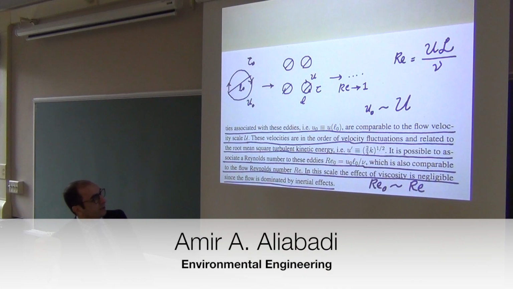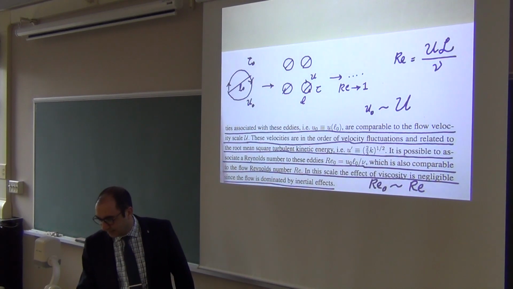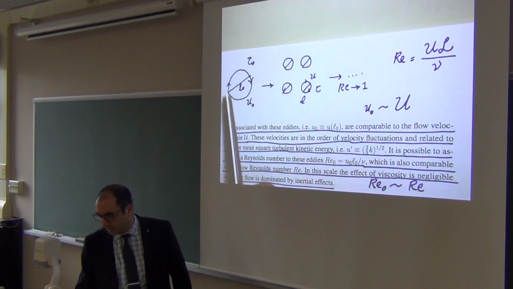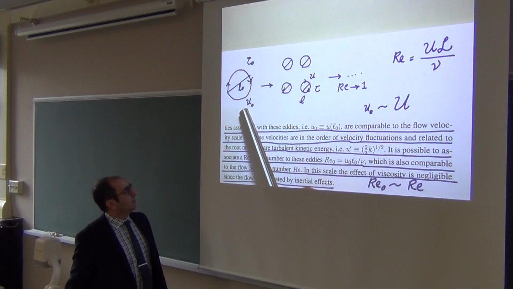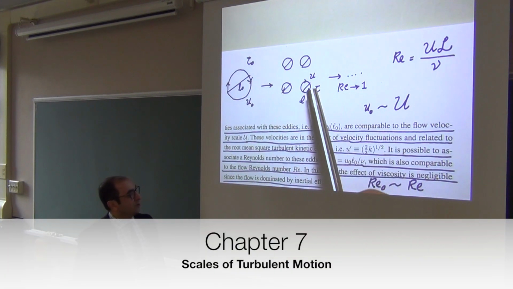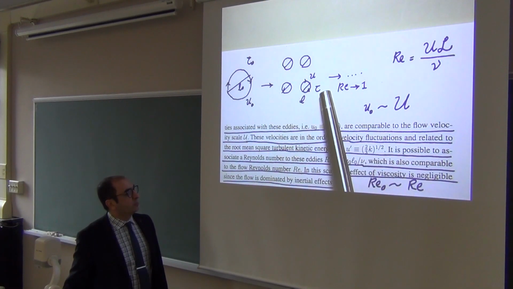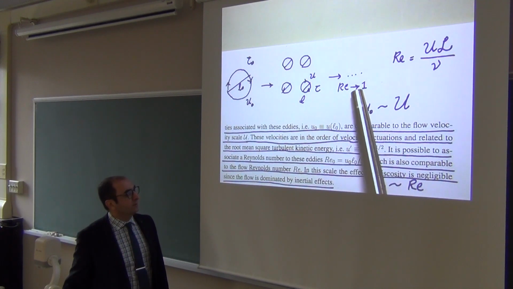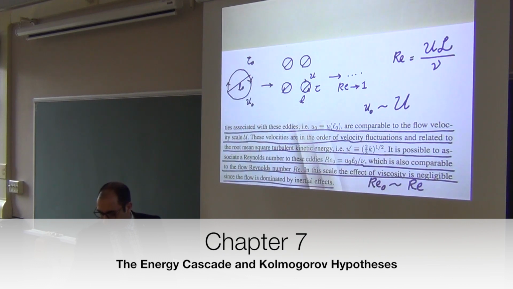In the last lecture, we discussed the idea that eddies form at the largest length, velocity and time scales, represented by this diagram, and then these eddies will break down via the energy cascade to smaller length, velocity, and time scales. This breakdown continues until the fluctuations are dissipated by viscosity. So we talked about this process.